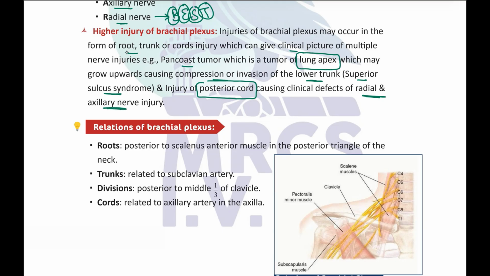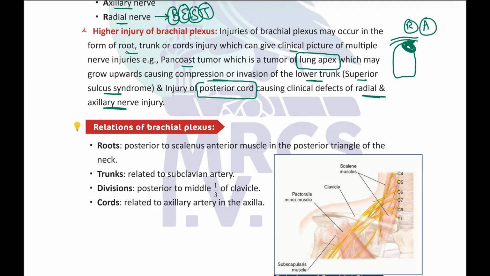This is a clinical scenario which can be tested: if the patient has lung cancer with a tumor in the apex of the lung, and we know that the subclavian vessels and different parts of the brachial plexus are in close proximity to this part, then if it grows upwards, it can compress the posterior cord, and the radial nerve and the axillary nerve will get damaged.